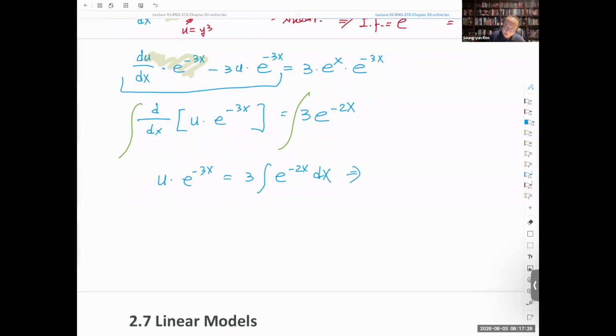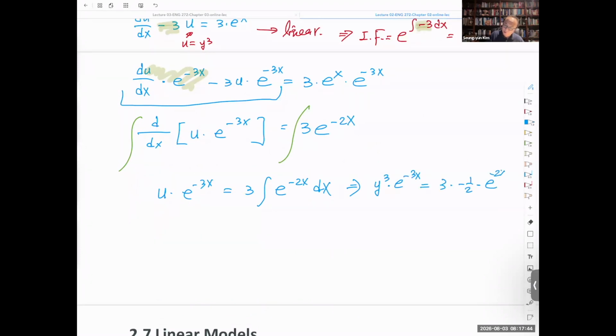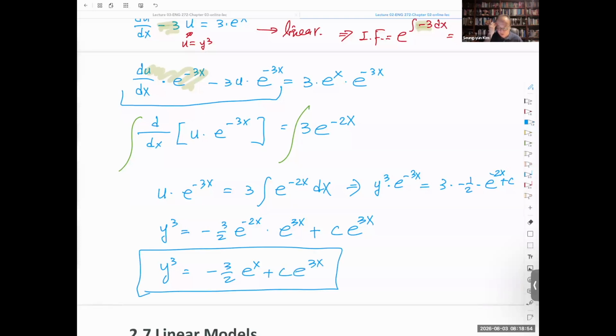So from here, we have said u equals y cubed, equals negative 3/2 e to the negative 2x plus c. So I'm going to multiply both sides by e to the positive 3x, giving e to the positive x plus c e to the 3x. So that's our explicit solution, even though it's not y equals something, there's no y on the right-hand side. If you want, we can simply change to y equals the cube root of everything. So I'll say that it could be an implicit solution.